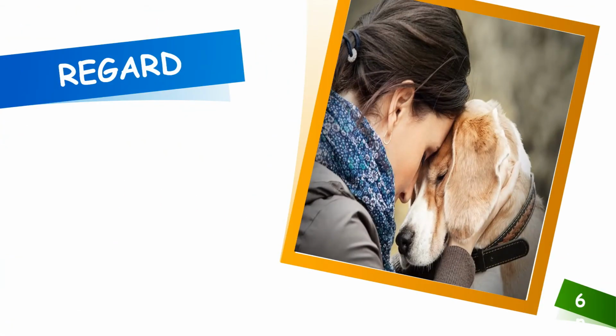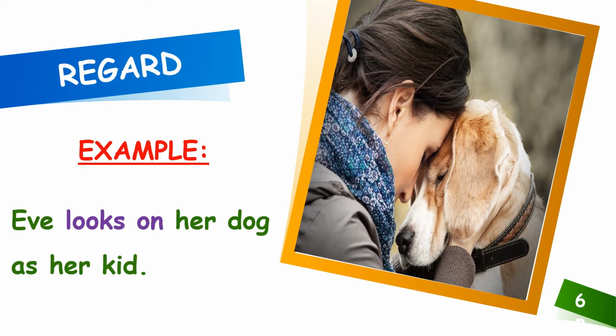The sixth homonym of the word look is regard. Let's have a look at the example now. Eve looks on her dog as her kid. In this example, you can see that Eve regards her dog as her daughter.